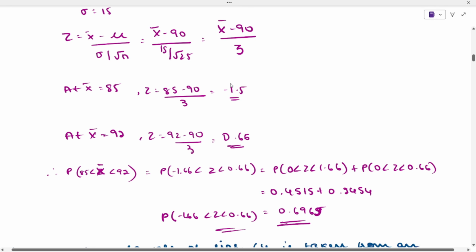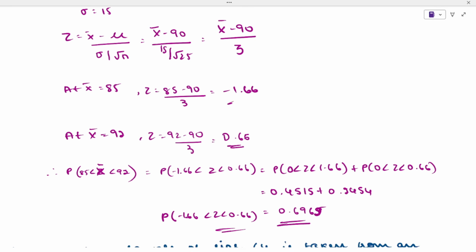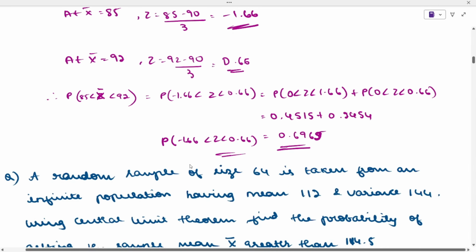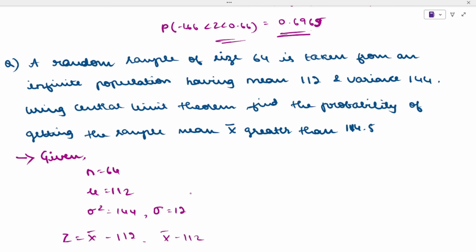Here it will be 1.66. Okay, now the same way you will get minus 1.66 till plus 0.66, the difference will be 1. If you take it as less than, according to the Z table you will get the value as 0.6965.